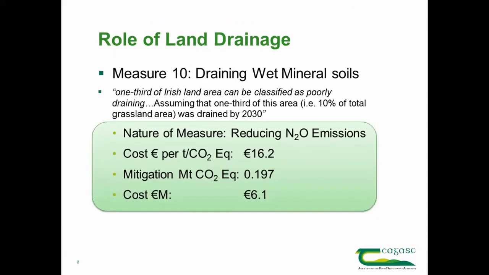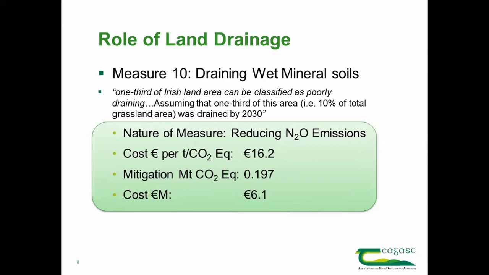Okay, so if we look then at the mineral soils, first of all, measure 10, as I said, draining wet mineral soils. This is straight out of the MAC curve document. So just a small bit of text there. One third of the Irish land area can be classified as poorly draining. Assuming that one third of this area, or 10% of the total grassland area, was drained by 2030, is what's in the MAC curve of what the measure would be.